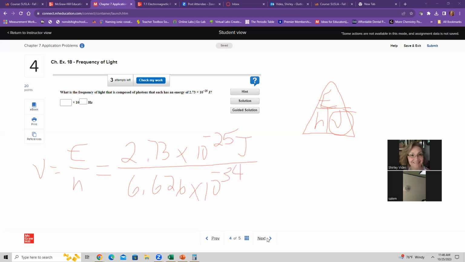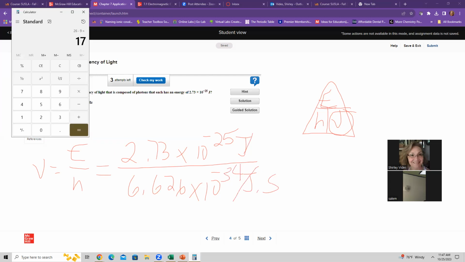So you're just dividing. Obviously the joules are going to cancel. It's going to give you hertz, because hertz is 1 over seconds, which is exactly what you want. So you don't have to convert anything. You just have to divide those two. Do you have a calculator? If you have a calculator that will do the exponents, use it. If not, just do it like I do.